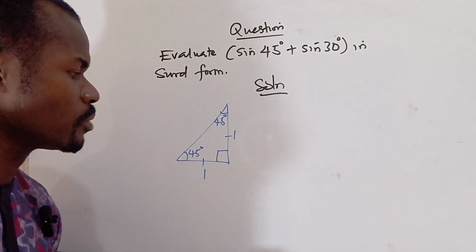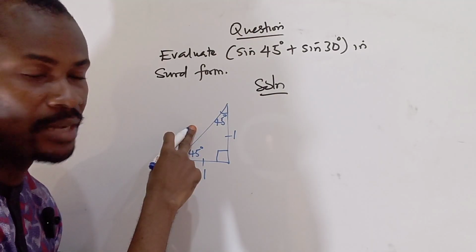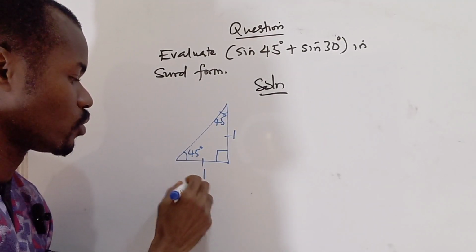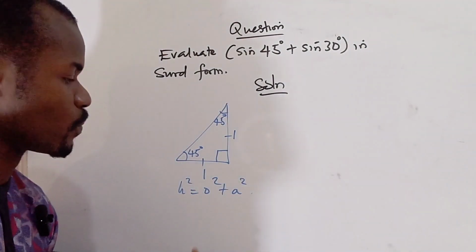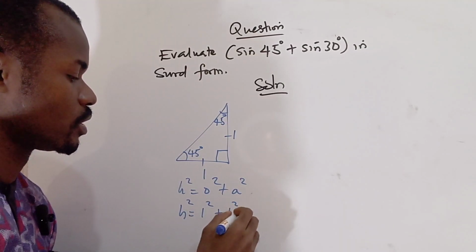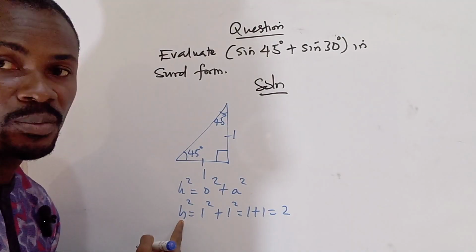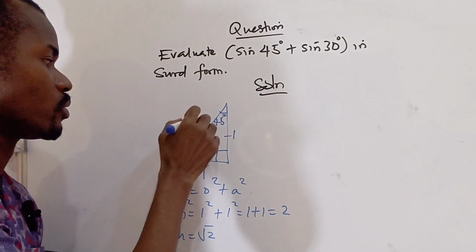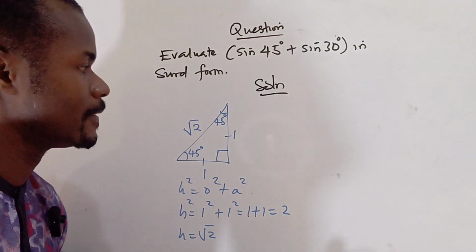Okay? So if this is 1 and this is 1, we can easily get this side, which is the hypotenuse. And how do we get it? Remember, hypotenuse square is equal to opposite square plus adjacent square. So the hypotenuse square is 1 square plus 1 square, which is 1 plus 1, equal to 2. So my hypotenuse here is equal to square root of 2. So this is square root of 2. Right? So that's how to get it.